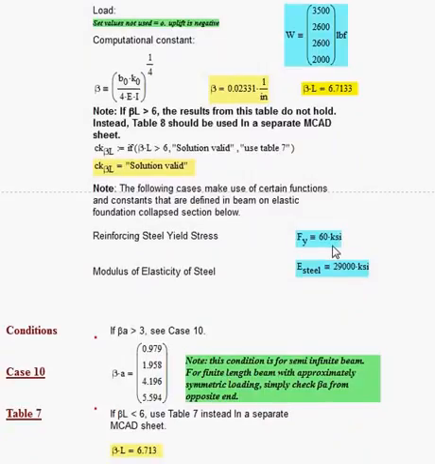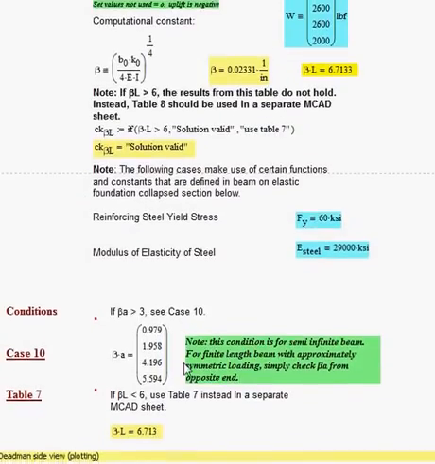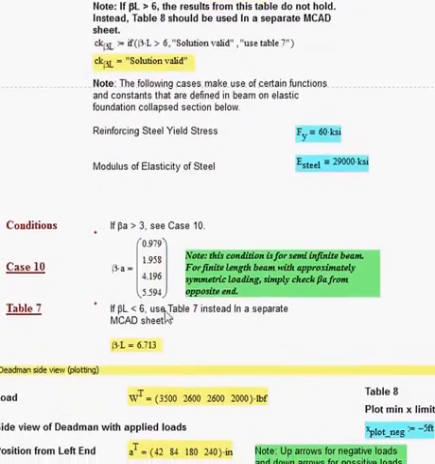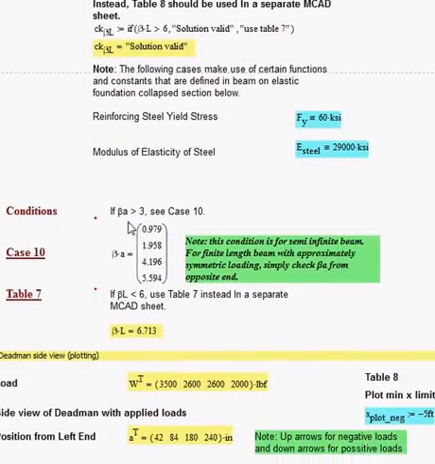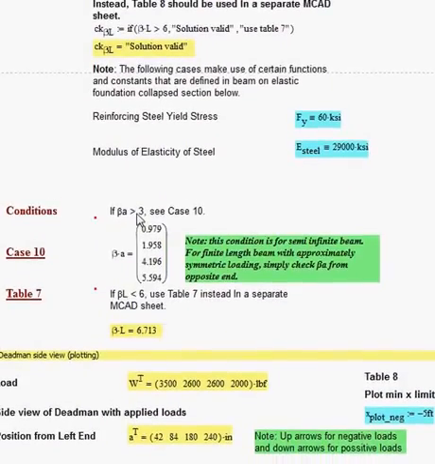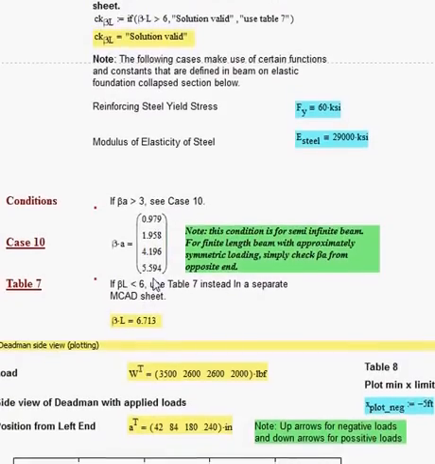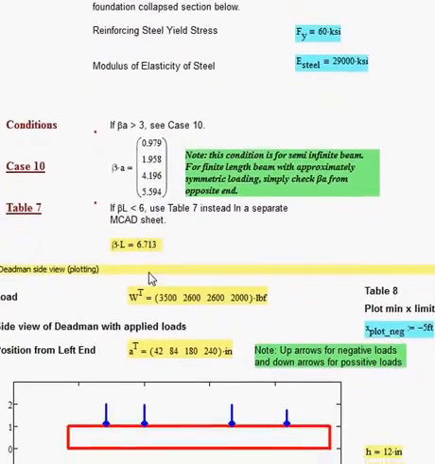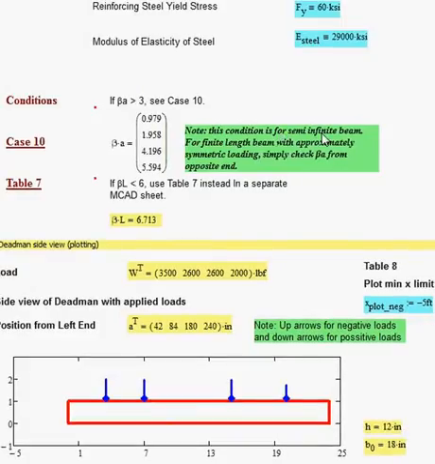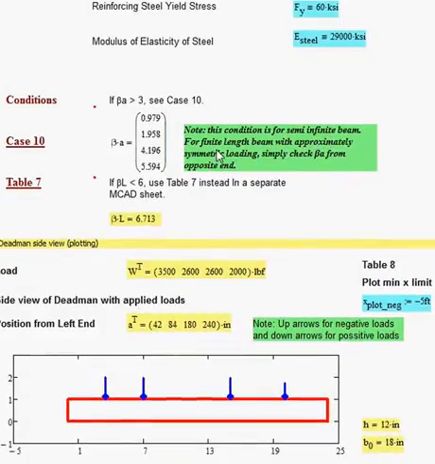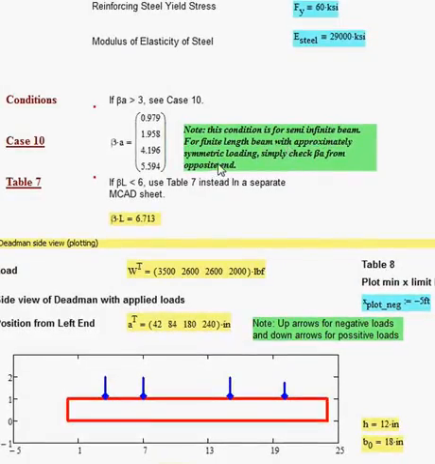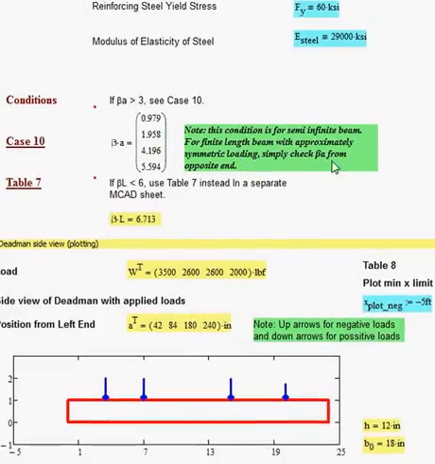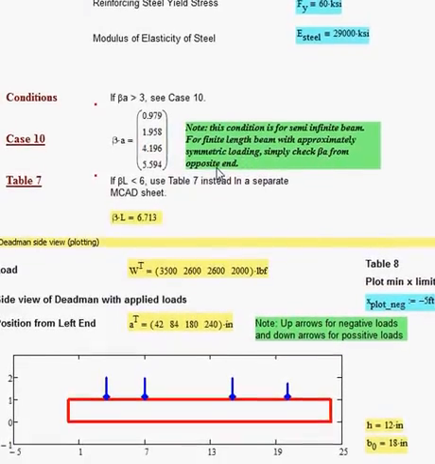In this case, we have inputs for yield strength and for the steel modulus. Note if beta A is greater than 3, case 10 may be appropriate. This condition is for semi-infinite beams. For semi-infinite beams with approximately symmetric loading, simply check beta A from the opposite end.